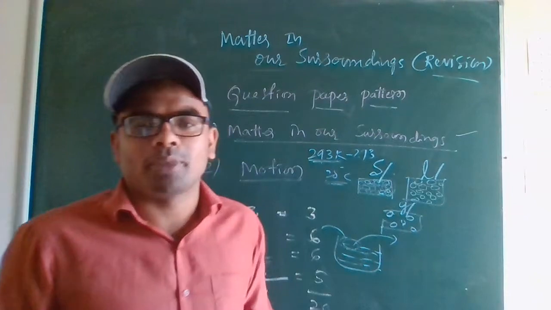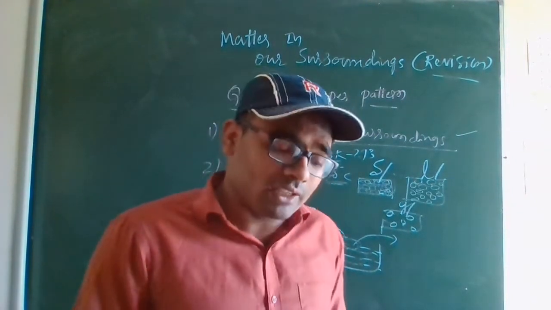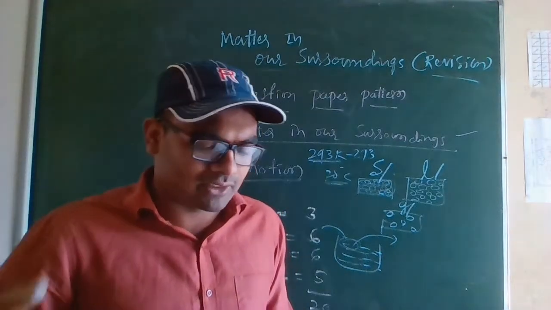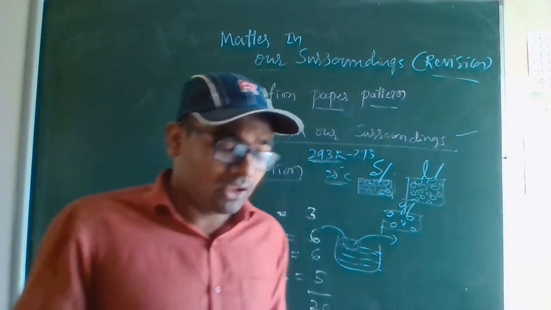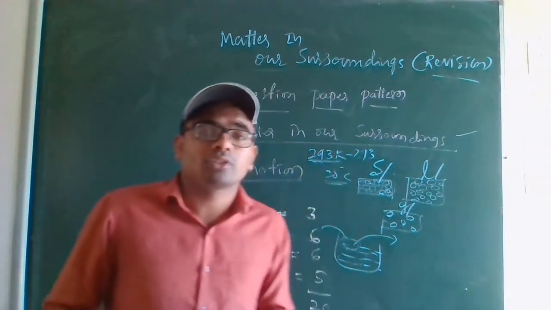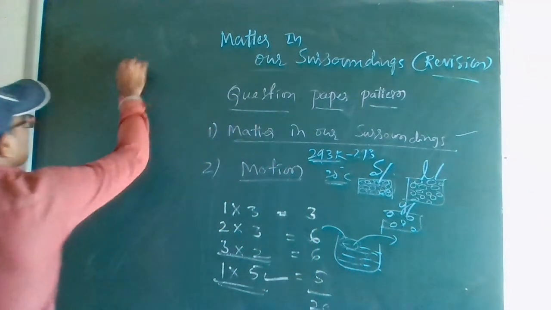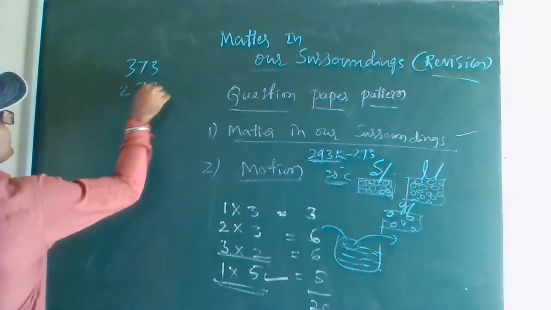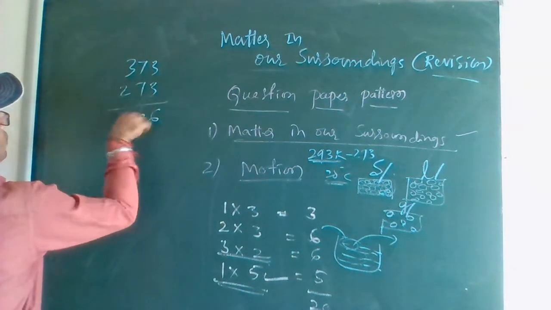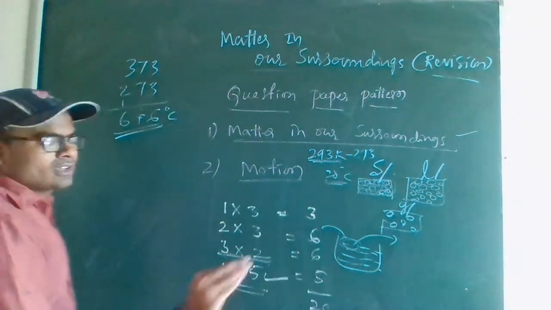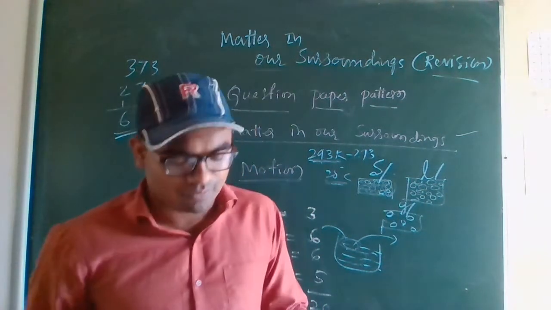Convert the following temperatures to the Kelvin scale. 25 degree Celsius, add 273, it becomes 298. 373, add 273, so 646 degree Celsius.